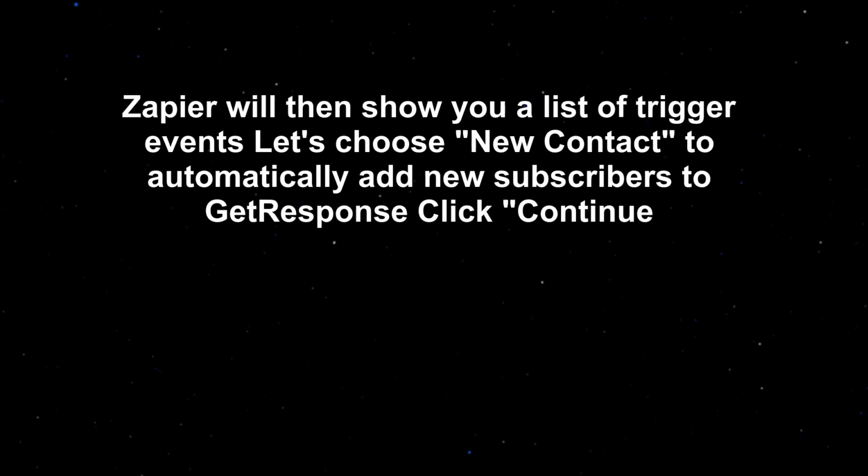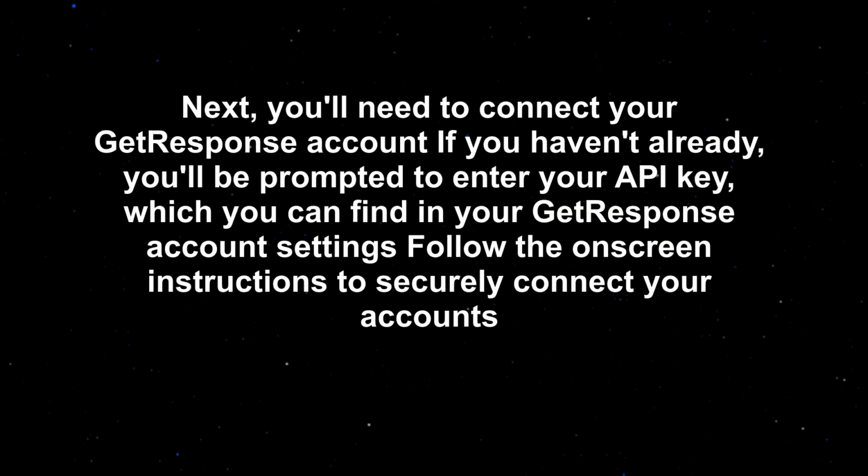Zapier will then show you a list of trigger events. Let's choose New Contact to automatically add new subscribers to Getresponse. Click Continue. Next, you'll need to connect your Getresponse account. If you haven't already, you'll be prompted to enter your API key, which you can find in your Getresponse account settings. Follow the on-screen instructions to securely connect your accounts.